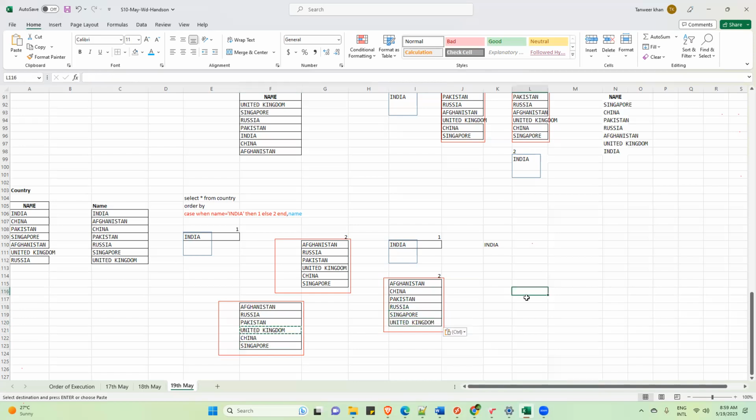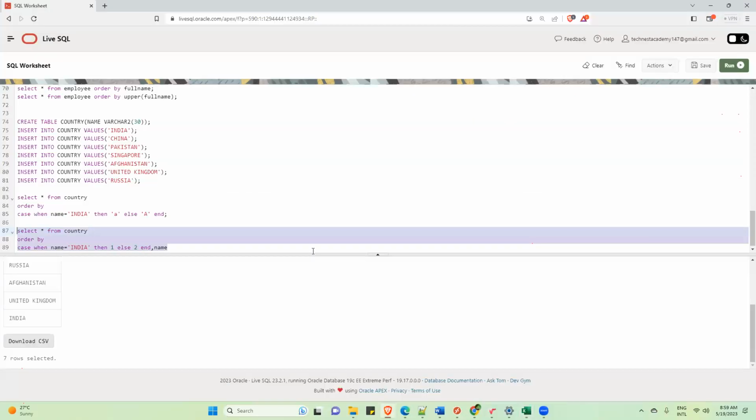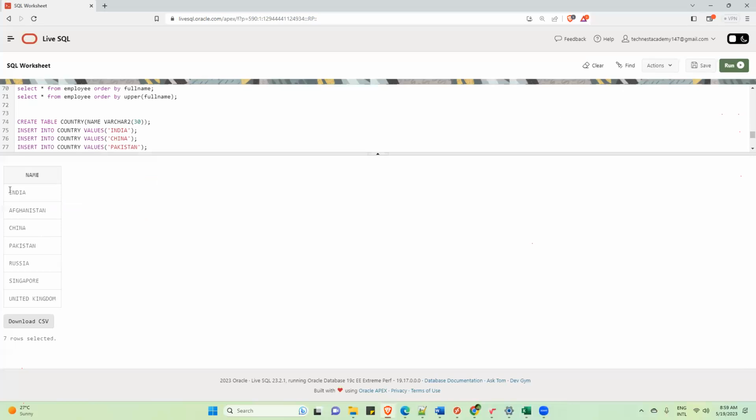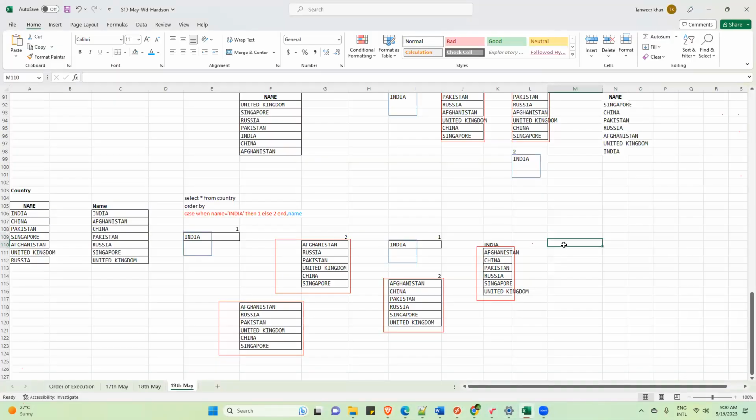So now your engine will sort the data within this bucket in ascending order. Then it will place it after India. This is how the engine works. So India will be on the top. Remaining countries are sorted in ascending order. Now if you check this output, please verify the output. India is on the top. Remaining countries are sorted in ascending order. Is this clear? Sir, can you explain once again? I will explain, 1 minute.